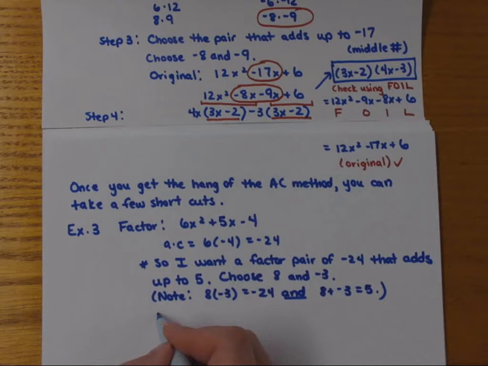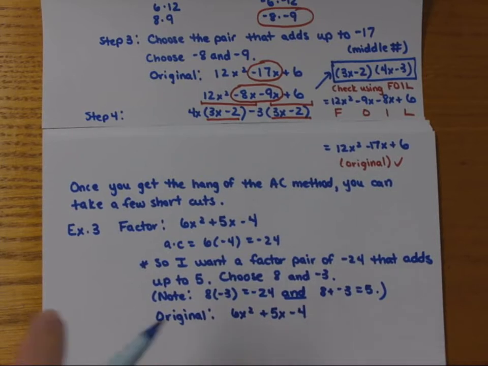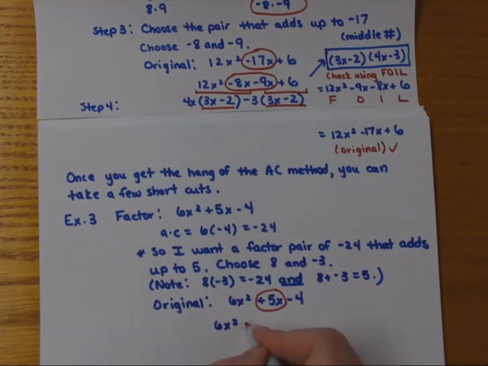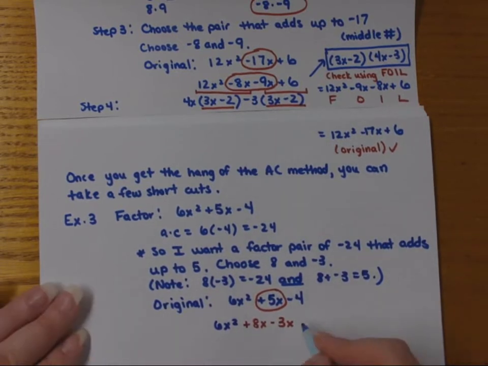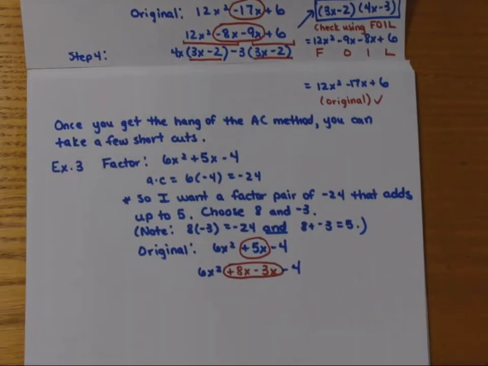Okay, so here's your original: 6x squared plus 5x minus 4. Remember what we're doing is we're changing this middle guy to be 2 parts. So this is going to change to 6x squared plus 8x minus 3x and then minus 4. I'm circling the pieces that are changing. And again, just like with the last one, you could say negative 3x first plus 8x as long as the 8x is the positive one. Okay, so we're almost there.